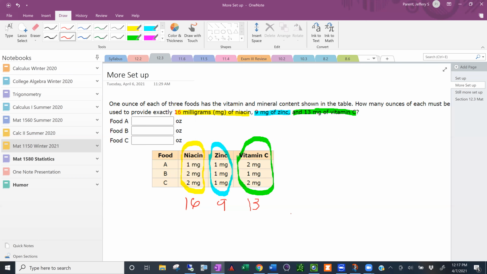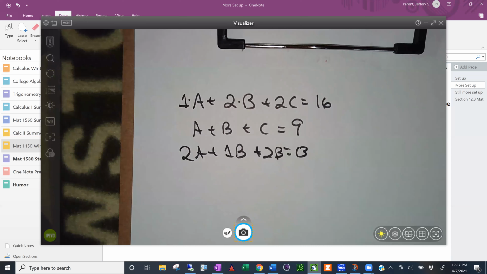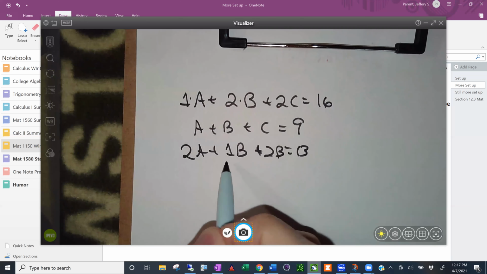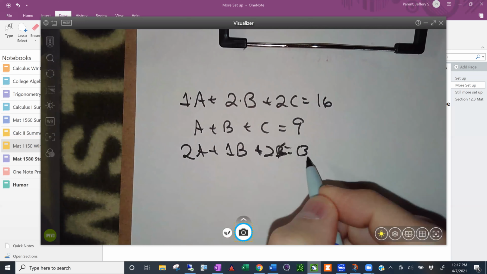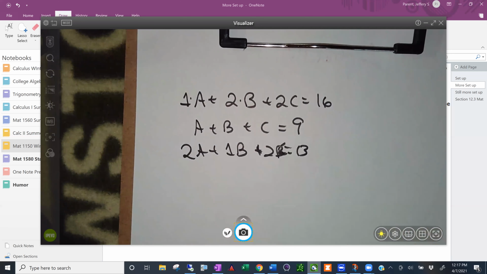And in case you didn't quite hear that, it was 2A plus 1B plus 2, this should be a C here, equals 13. And that's a really awful looking 13. I apologize for that. But it is a 13 over here nonetheless. And there's your system of equations.